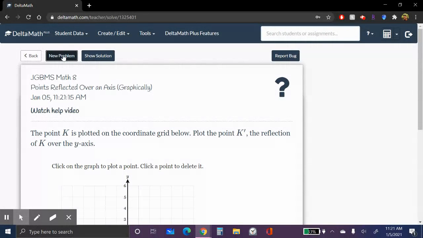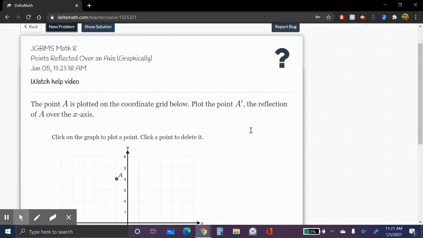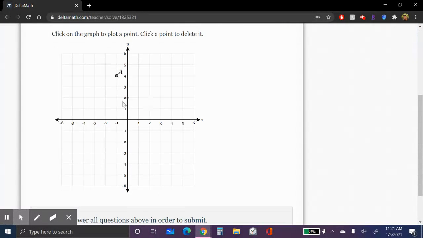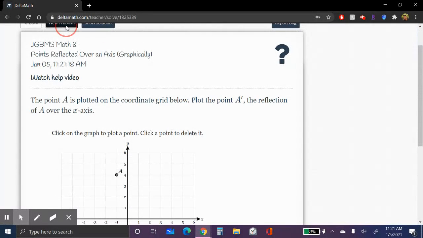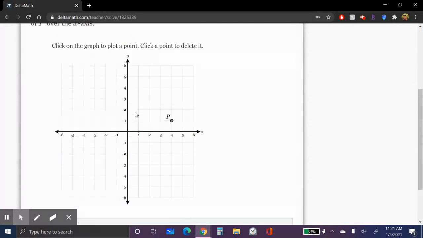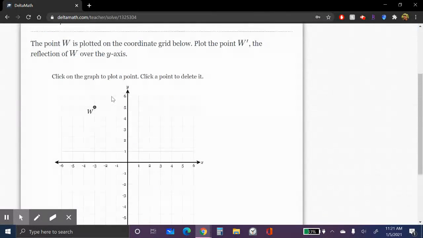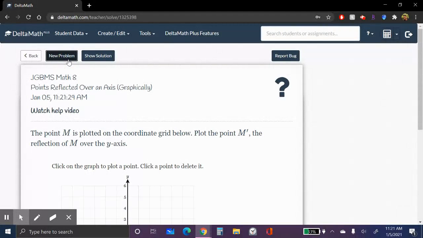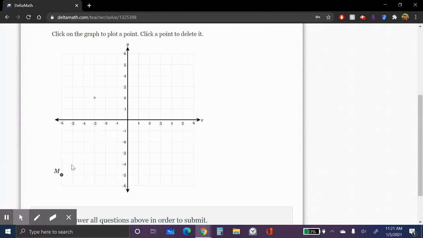Okay. Let's do... All right. No, we just did one in the second quadrant. Let's go to the... see if we get one in the third quadrant here. There we go. There's one in the third quadrant.